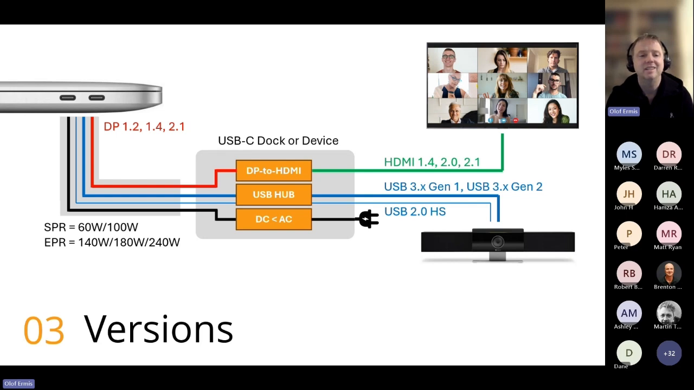Then on the down left side, we have something called SPR, which is the charging profile up to 100 watt, and the Extended Power Range, which is charging up to 240 watt. So all these standards are basically separate, and they also evolve independently of each other, which means it's also a bit hard to understand if a product or laptop supports this or that, or a cable supports this or that.